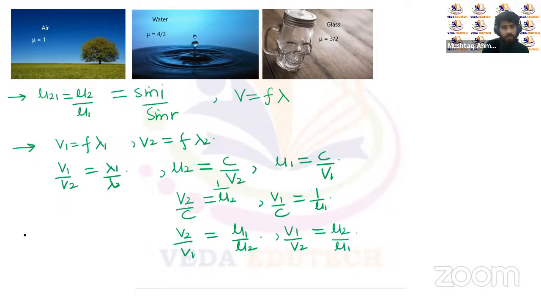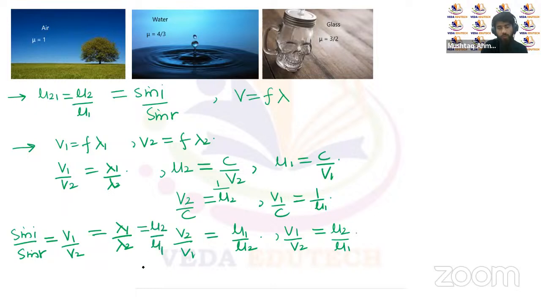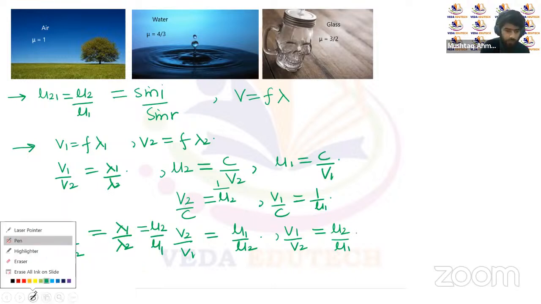That means we can write sine of angle of incidence, sin I upon sin R, also equal to V1 upon V2, right? That's sin I upon sin R, and V1 upon V2 is equal to lambda 1 upon lambda 2, and that's equal to mu2 upon mu1. So the relation between speed of light, Snell's law, wavelength, and the refractive index, we can write a complete relation between them.